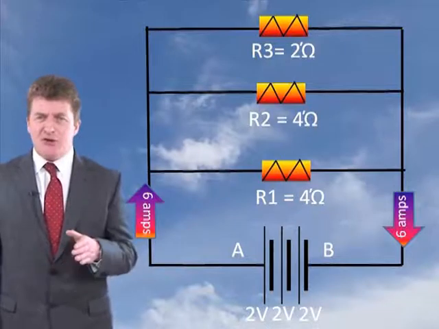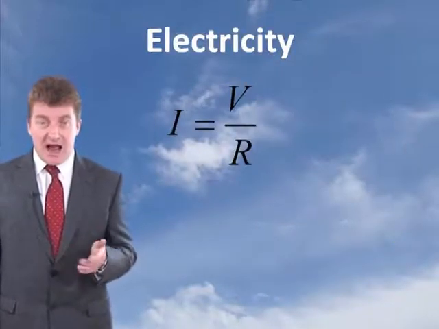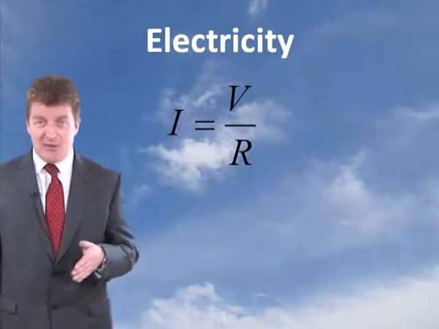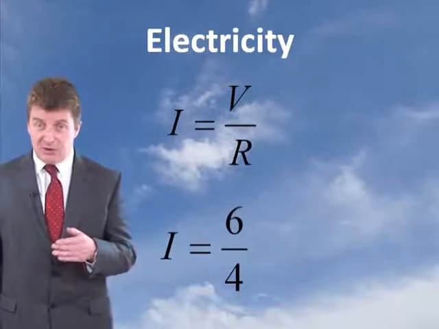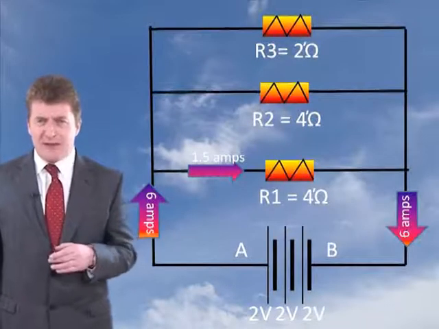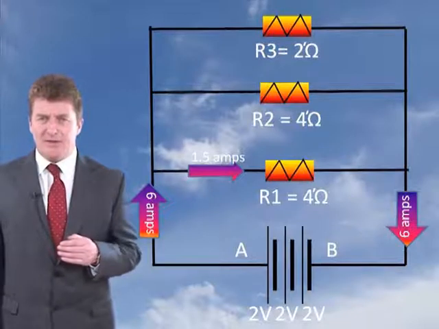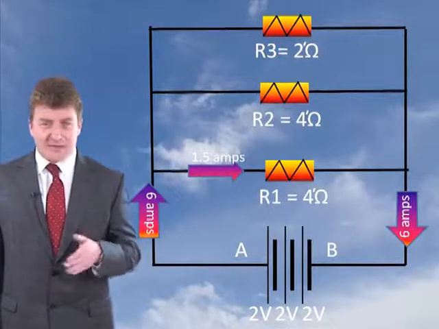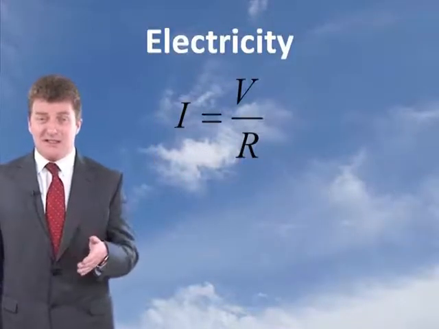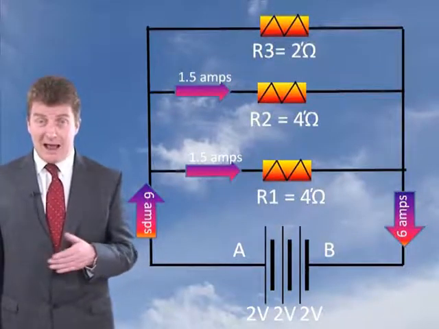How much current is flowing through the first resistor? Look at the formula here: I equals V divided by R. If you put that in, I equals 6, we know the voltage, divided by the first resistor's 4. We've got 1.5 amps flowing through that first resistor. How much current is flowing in the second resistor? As the resistance is the same as the first one, the current's the same, 1.5 amps.